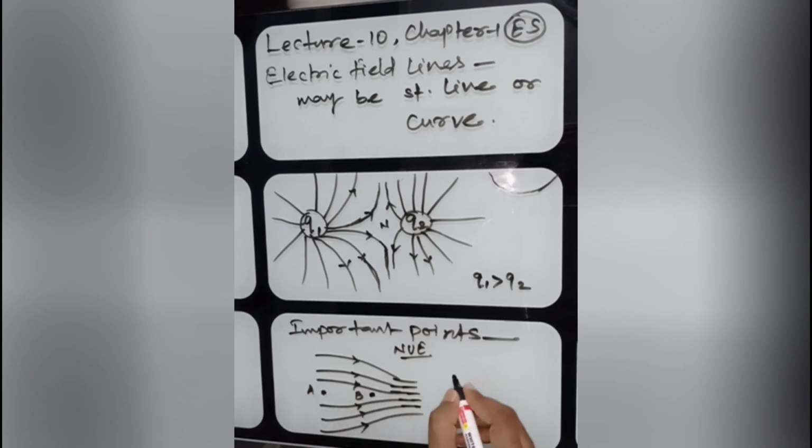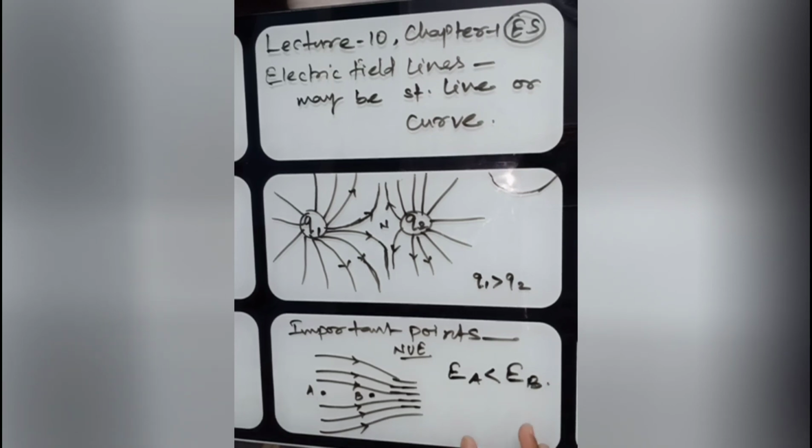That's why we can write here that the strength of electric field at point A will be smaller than the strength of electric field at point B. Actually, this is the concept I was explaining: the density defines the strength of electric field. Here the density is larger, that's why the strength of electric field lines will be higher.